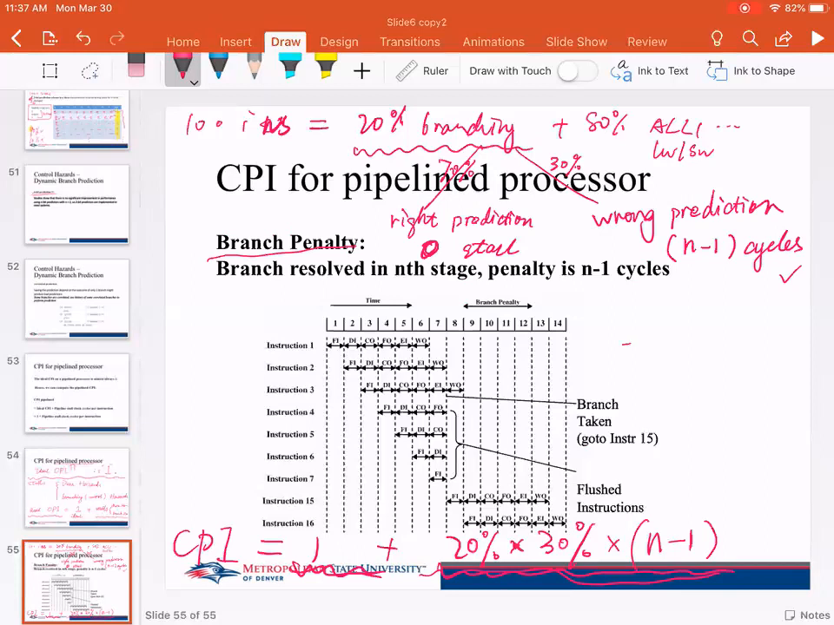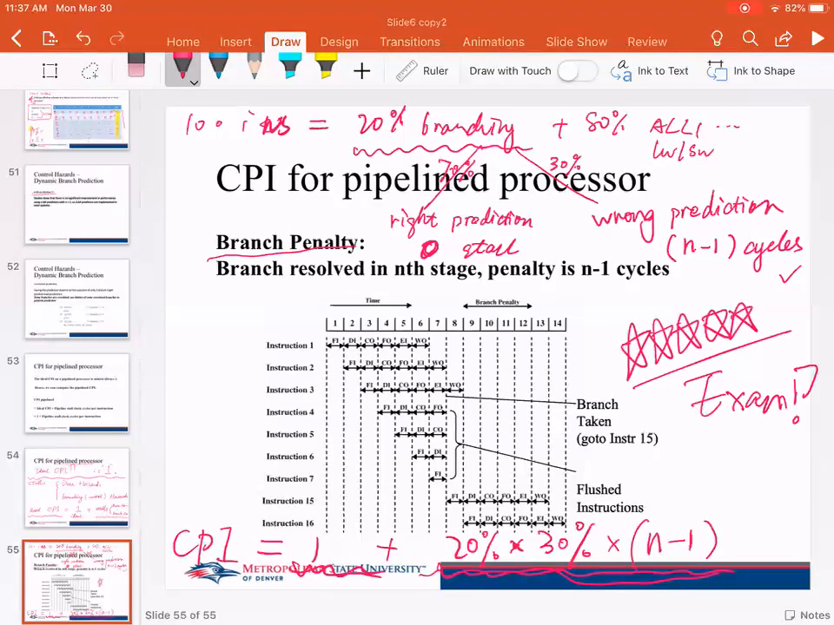Okay, so this is super important. You will have this in your exam for sure. So please try to understand this example. If you have questions, send me a message in Teams.